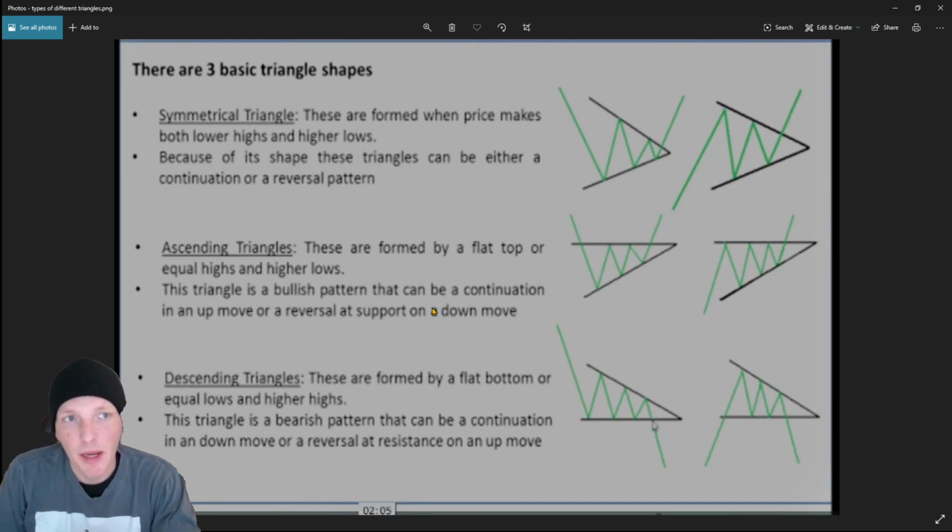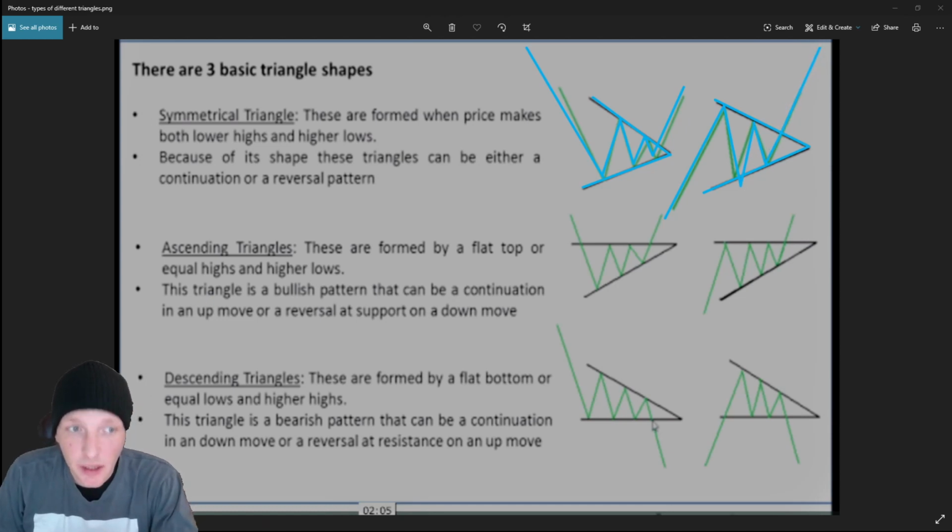Now we've got three of the basic triangle shapes, and I'm gonna read this for you guys. Symmetrical triangle. These are formed when price makes both lower highs and higher lows. Because of its shape, these triangles can be either a continuation or a reversal pattern. And you can see this was in a downtrend right here. It formed this symmetrical triangle, bouncing off of it, and then it reversed and wants to go to the upside. This one was in an uptrend. It formed this symmetrical triangle, pulling back, consolidating, and continued moving even higher.